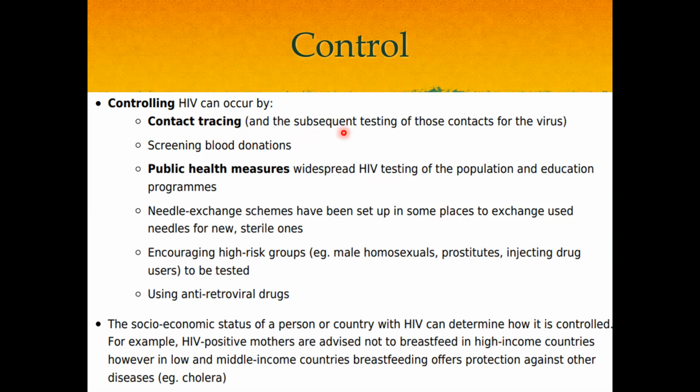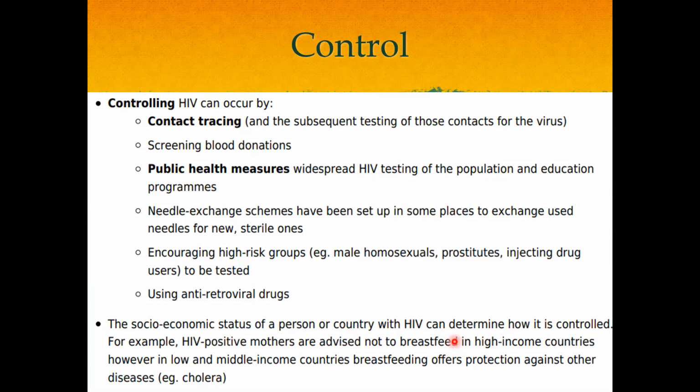So contact tracing. So again, the subsequent testing of those contacts who have been in close contact with the person, right? So you need to screen the blood donations. Public health measures actually have to be addressed, right? By spreading this, HIV testing of the population has to be done. Educational programs need to be done. These needle exchange schemes have been set up in some places to exchange used needles for new sterile ones. Then encouraging high risk groups. So high risk groups are homosexuals, definitely prostitutes, injecting drug users. They need to be tested at regular intervals, right? Then using antiretroviral drugs. So the socioeconomic status of a person or country with HIV can also determine how it is controlled.